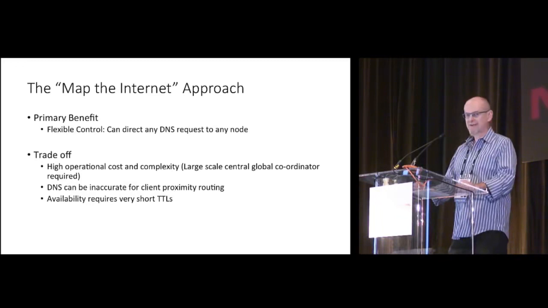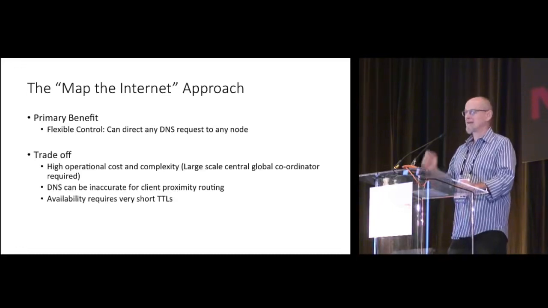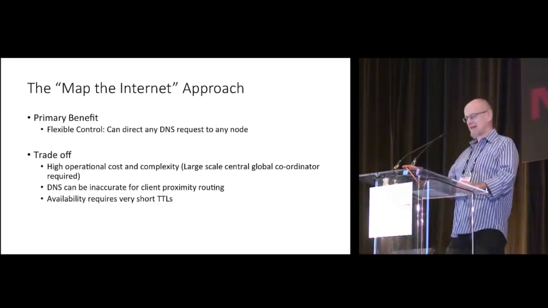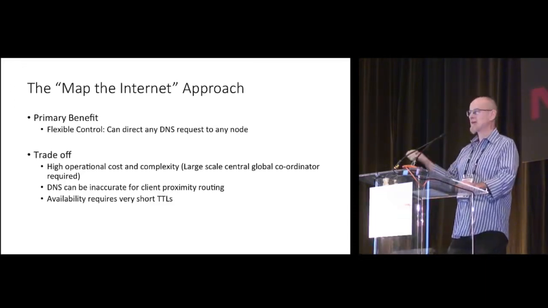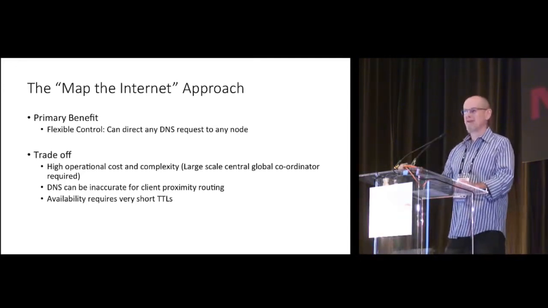DNS can be inaccurate. This is also a commonly known problem, and eDNS is one of the answers to it, that you're not getting a call from the client to ask which is the server closest to them. You're getting a call from the client's DNS server. So the IP address you're doing the information selection on is actually of their DNS server.